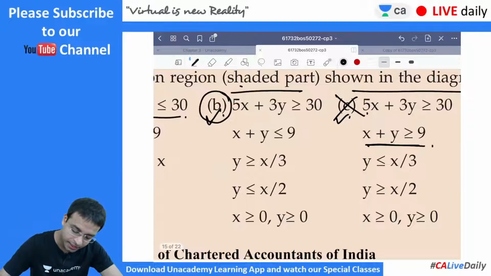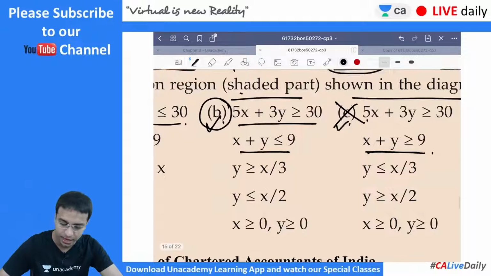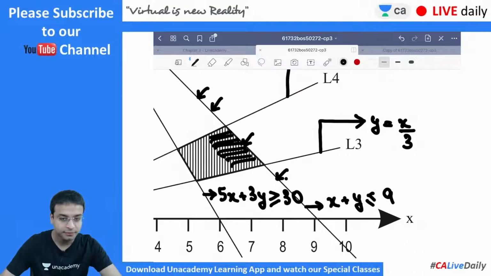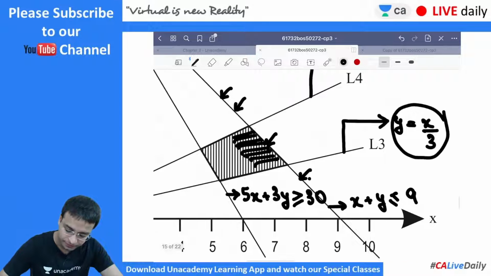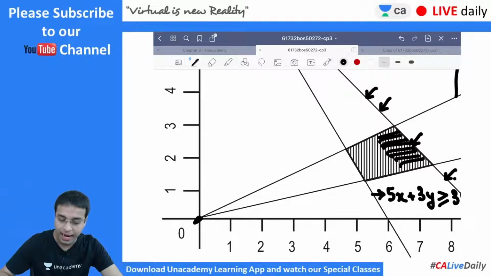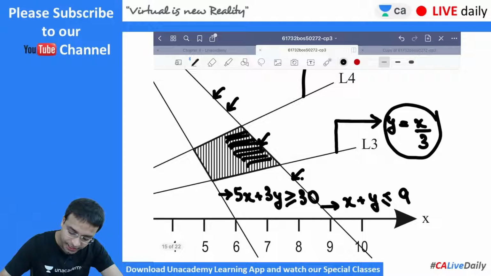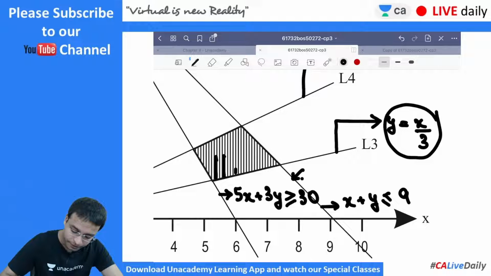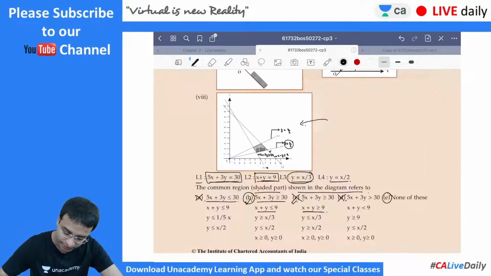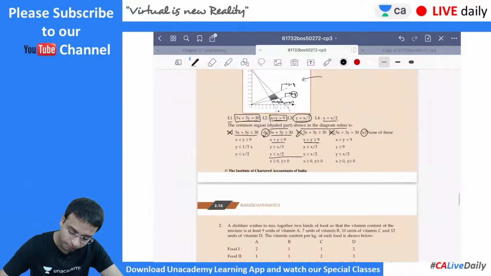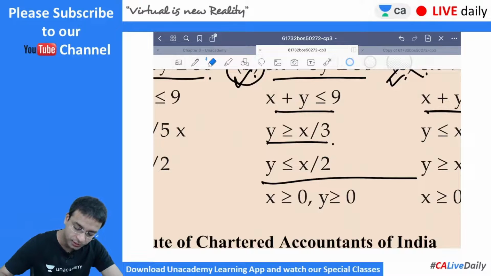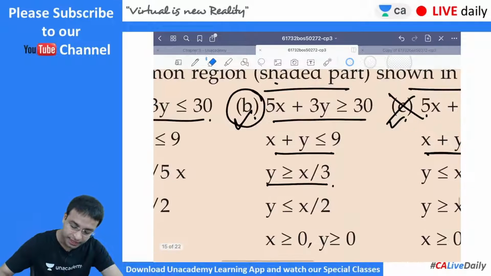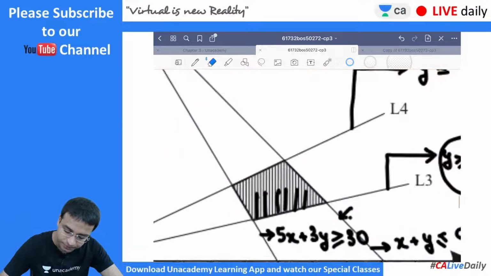So option B, up until now, everything is fine. Now, let's look at this line. y is equal to x by 3. This line is passing through the origin, and since the shading is away from 0, since the shading is upwards, the sign would be y is greater than or equal to x by 3. Let's see. Yes, y is greater than or equal to x by 3. This is also fine.